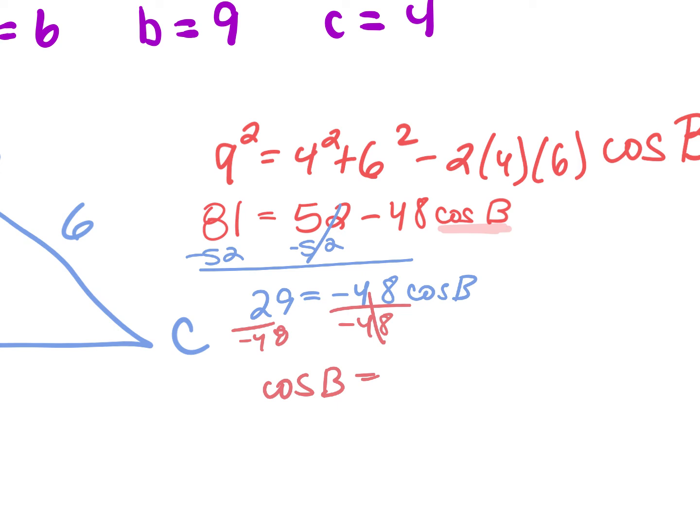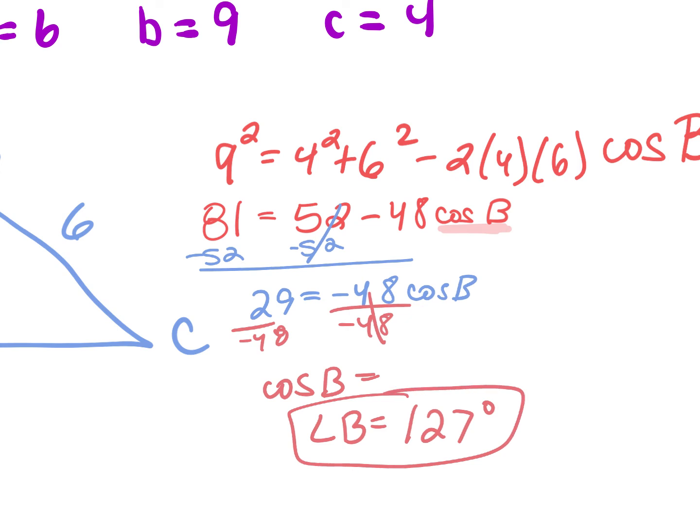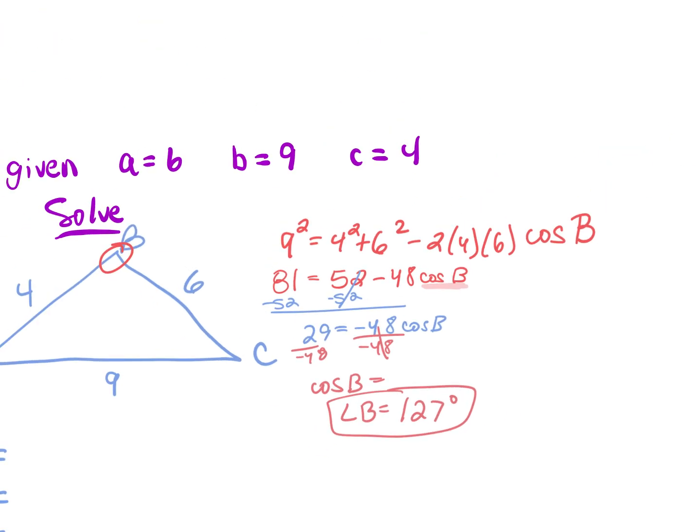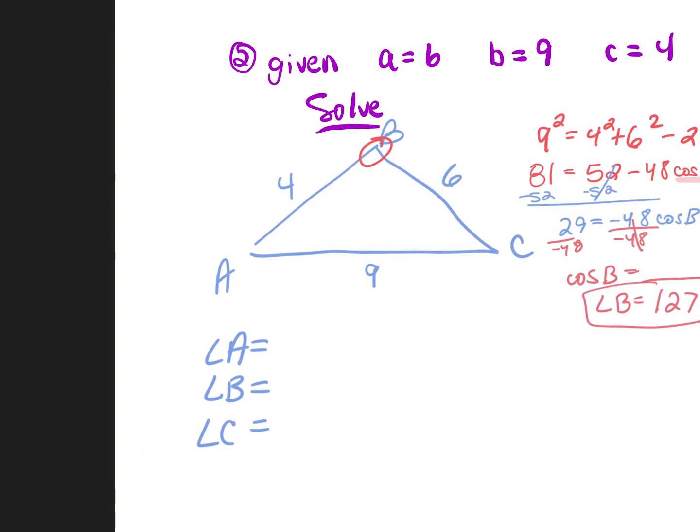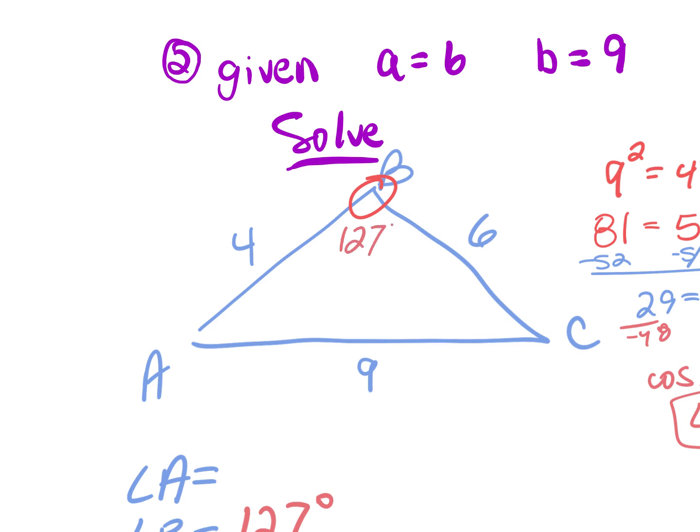Whoa. Negative 0.6041666667. Is that my angle measure for B? Yes or no? So I hit second cosine in this situation because we're doing law of cosines. Second answer. And how big is my angle? About angle B. About 127 degrees. So we got that angle B, guys, was 127 degrees. So write that in your problem so you can see this is 127.